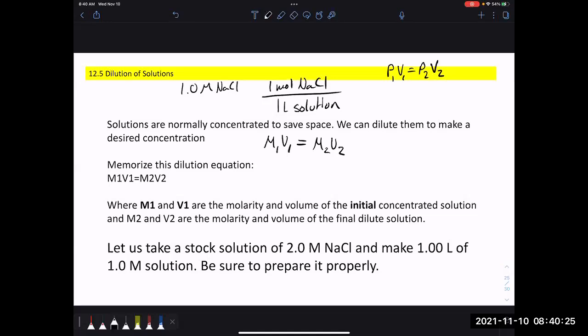Okay, so here we have a stock solution. So this is going to be our M1. And we want to make 1 liter, which is going to be our V2, of 1 molar solution. So 1 molar solution will be our M2. So we can plug these into this equation: 2 molar sodium chloride times V1 equals 1.0 molar sodium chloride solution times our V2, which is 1.00 liters.